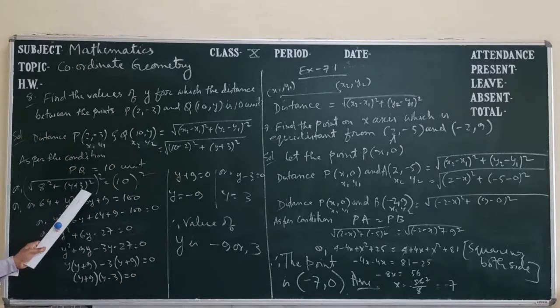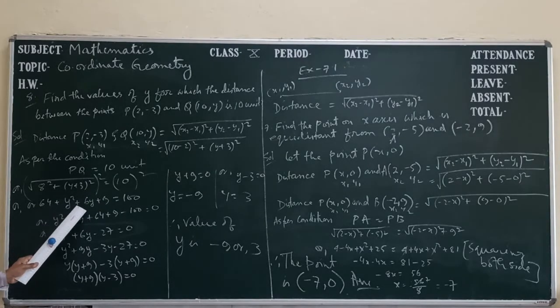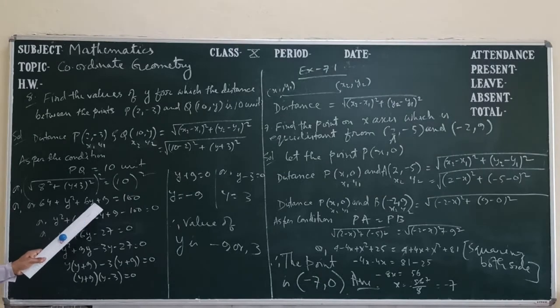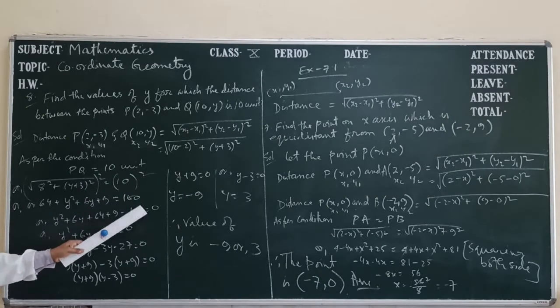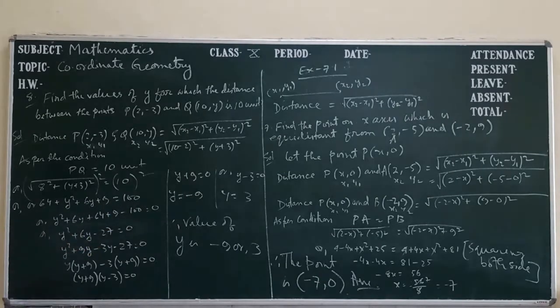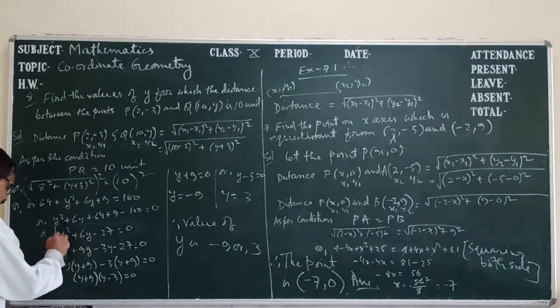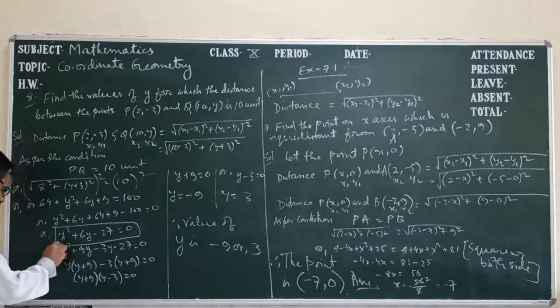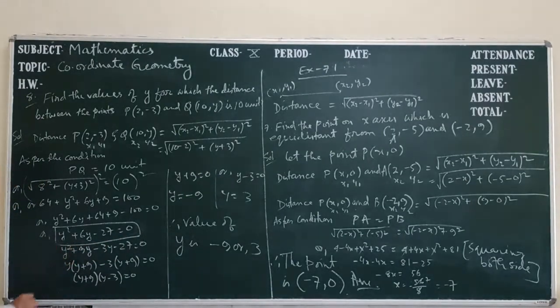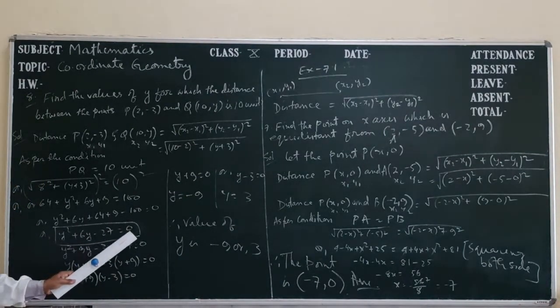Plus (y plus 3) whole square. Using (a plus b) whole square, which is a square plus 2ab plus b square, we get y square plus 6y plus 3 square, which is 9, equal to 100. Then we take 100 to this side, so now we get one equation. In this equation, y square plus 6y minus 27 is equal to 0.